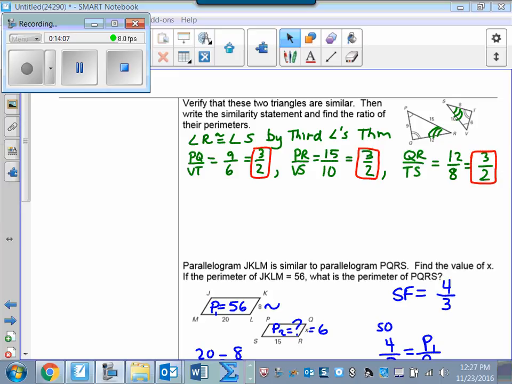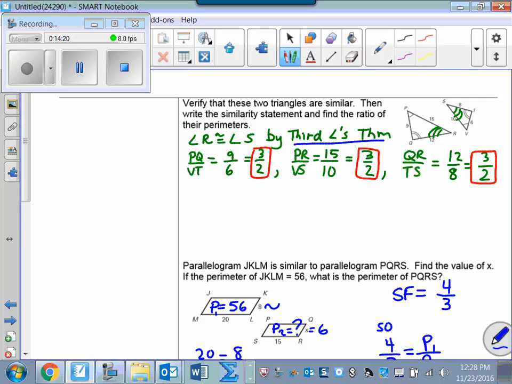All right, of course, the first thing I want to do is make sure that all the corresponding angles are congruent. Well, they have 2 marked, but I know that angle R is congruent to angle S because of the third angles theorem. Hope you didn't forget that. So check. All my corresponding angles are congruent.